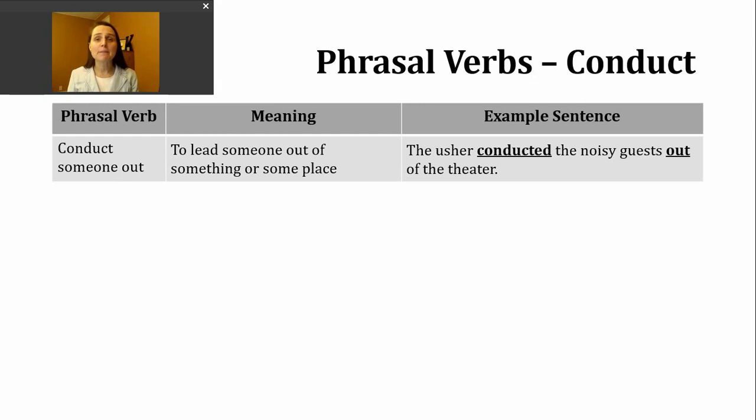This also might be a little more common in British English than American English, but it essentially means that you are leading someone or something out of a particular place. So here's an example sentence. The usher conducted the noisy guests out of the theater. Right? So it's the idea of leading them out. You can't stay, you're making too much noise.